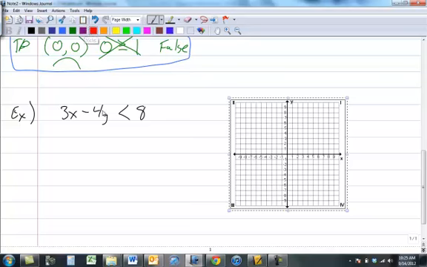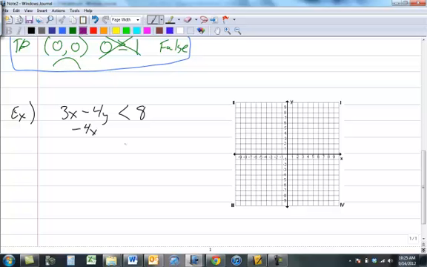So if we were to solve for y, the first thing we do is subtract 3x from both sides. We'd be left with negative 4y less than 8 minus 3x. Then we would divide by negative 4 on both sides. Oh my goodness, I'm sorry, y'all. This is negative 4y, right? I made a mistake. My bad. Divide by negative 4 on both sides still.